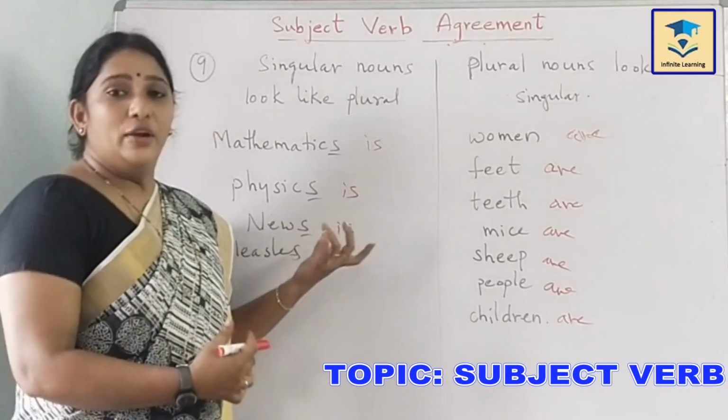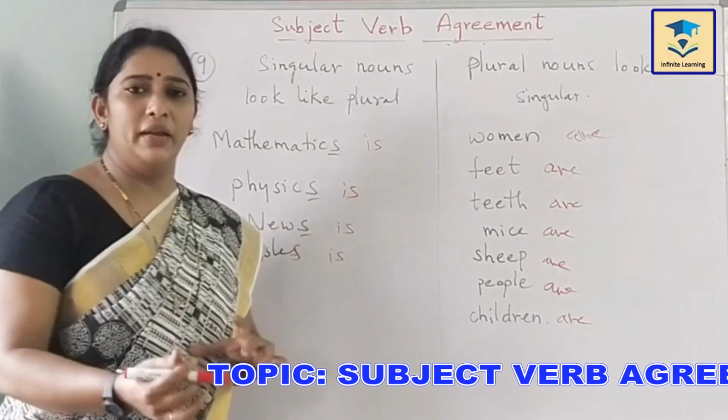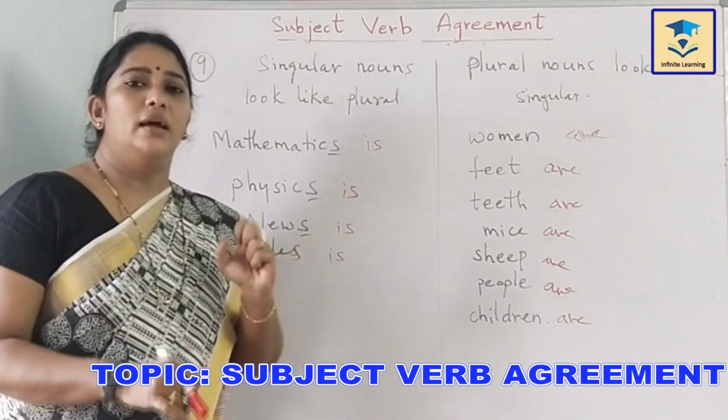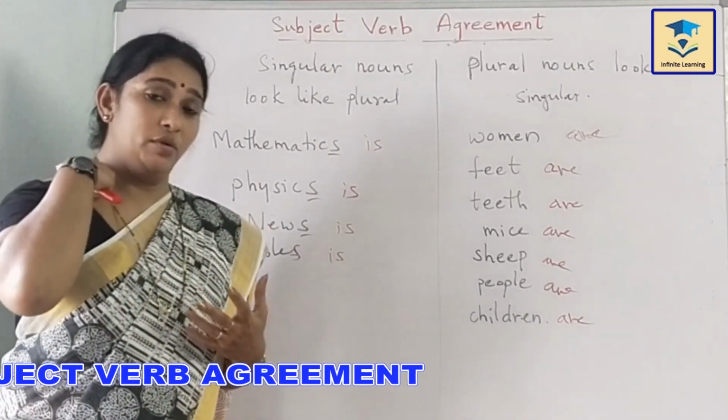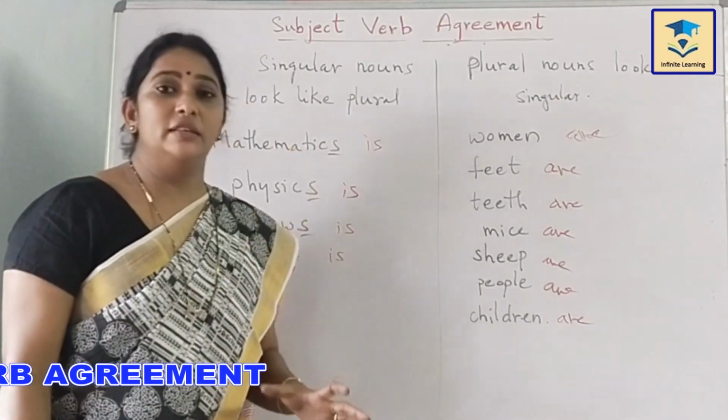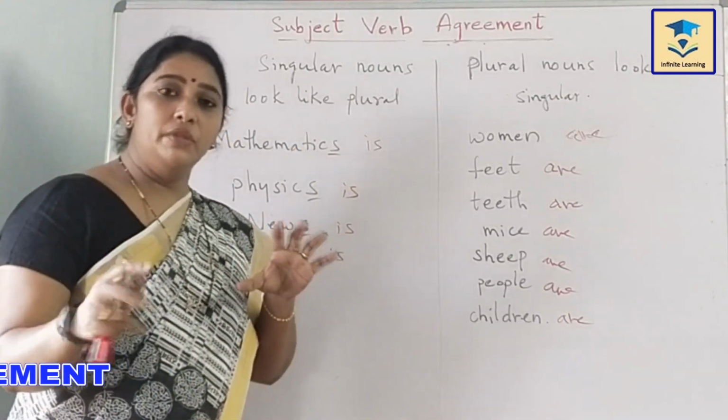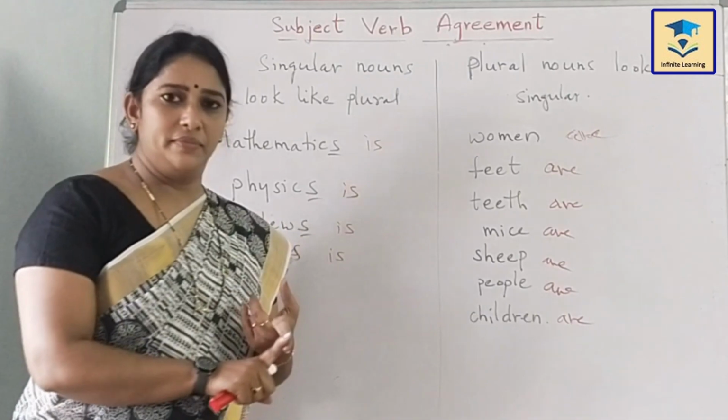So friends, these are the 9 rules regarding the subject-verb agreement. Follow these rules well. And if you are attempting your examinations or any competitive exams, observe the sentences carefully. The verb should agree with the subject.